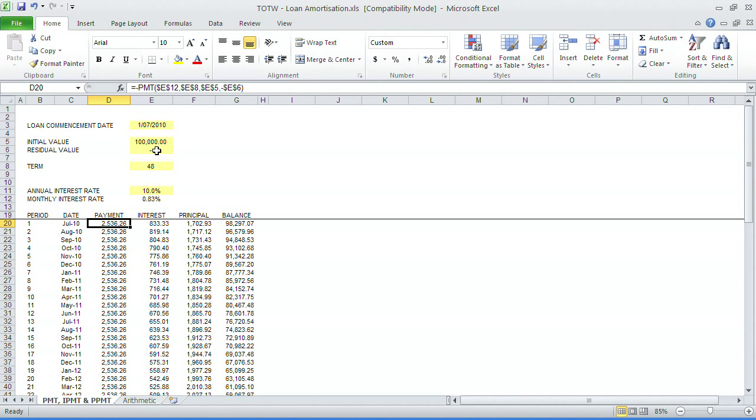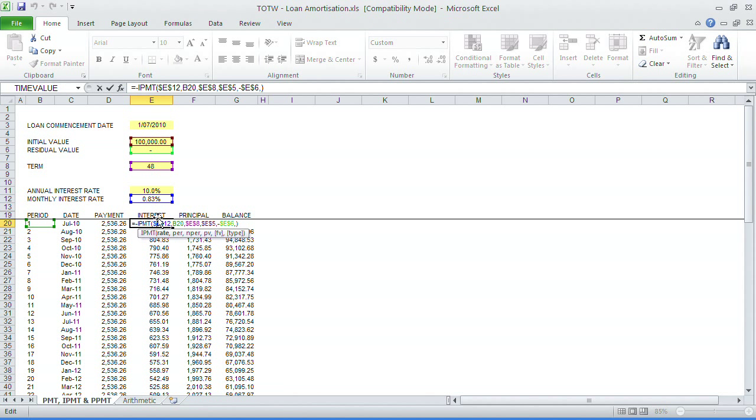Now, arithmetically, usually you would calculate out the interest and principal. We're going to show you a different way of doing it, using IPMT and PPMT, which once you know they exist and know how to use them, can be very, very useful and save a lot of time. So IPMT, you use, again, the monthly interest rate. This time you say what period you're in, so PER, and it's period 1. You then say number of periods is 48. You go to PV, which is the initial value, and finally the FV, which is your residual value. And that will calculate the interest out.